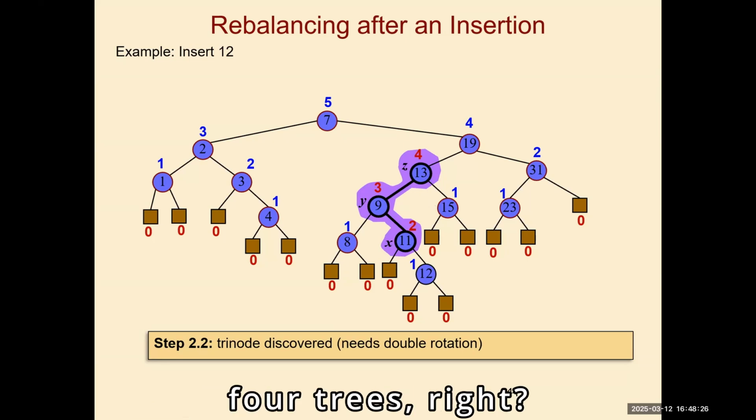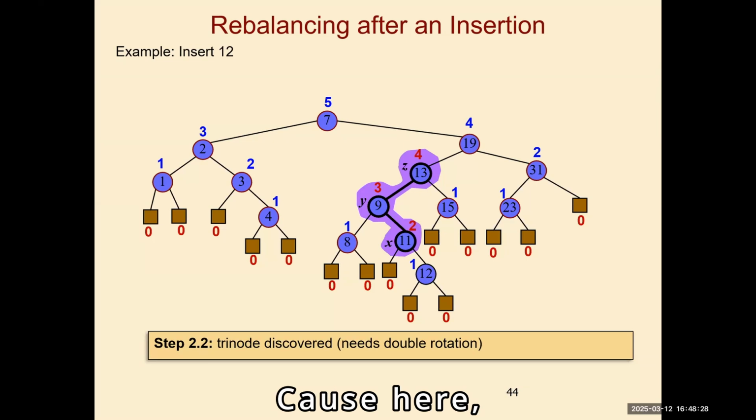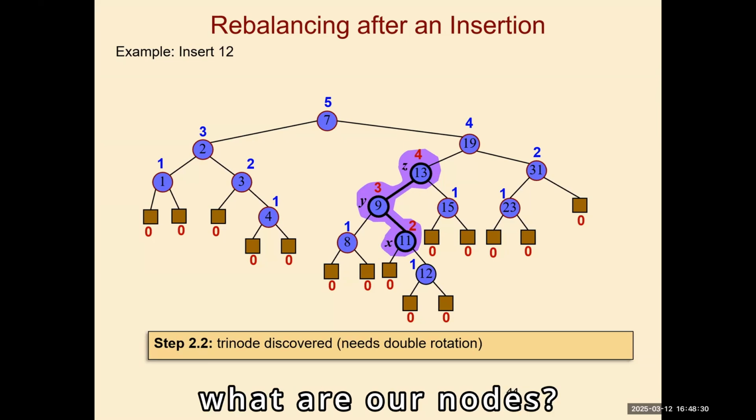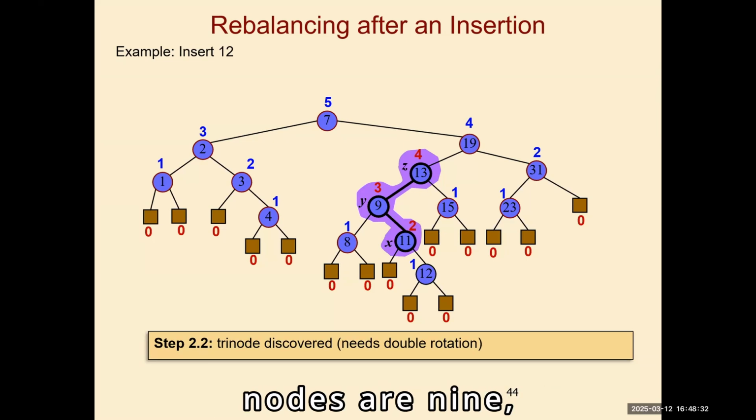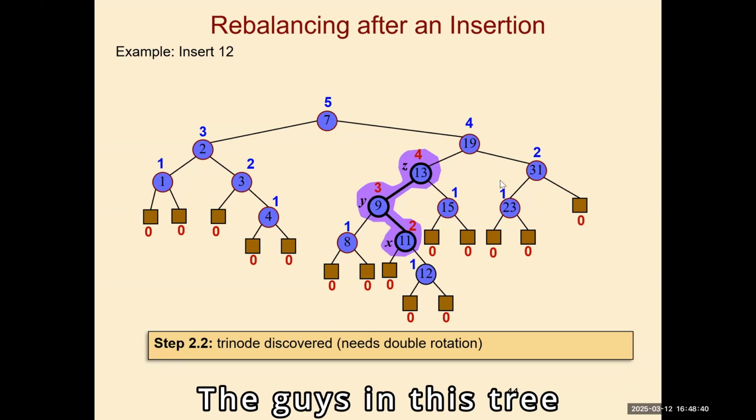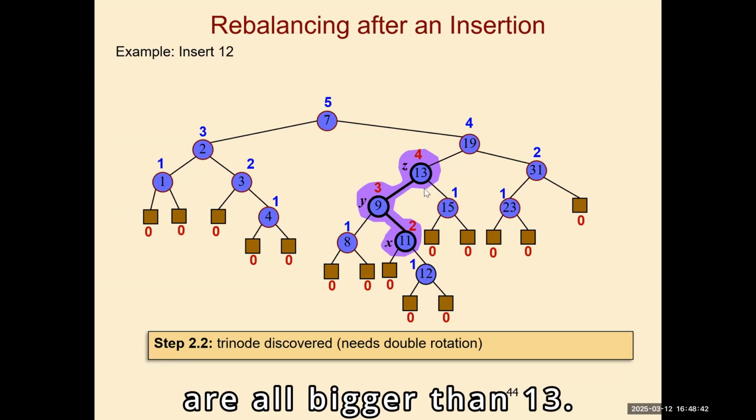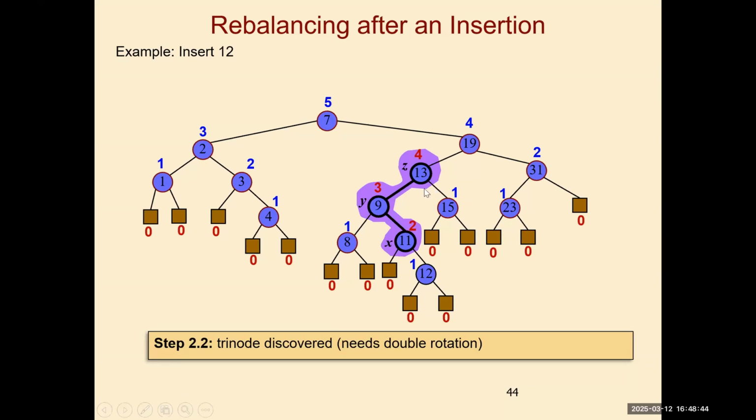These are those 4 trees, right? Because here, what are our nodes? Remember, our nodes are 9, 11, and 13, right? The guys in this tree are all bigger than 13. Yeah?